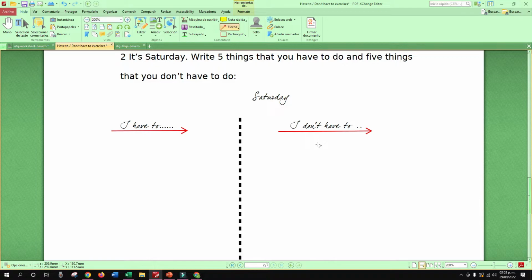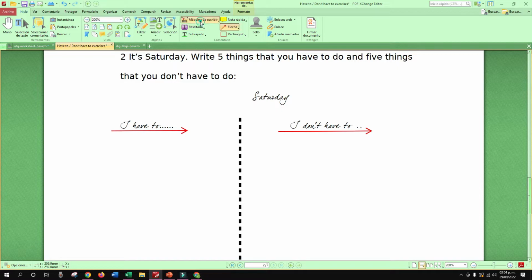It says, it's Saturday. Five things that you have to do and five things that you don't have to do. For example, guys, I guess many of you don't work or don't go to school on Saturday. That will be like your free day, right? Or your day off. So, you have to write down here five things that you have to do on Saturday and five things that you don't have to do, right?